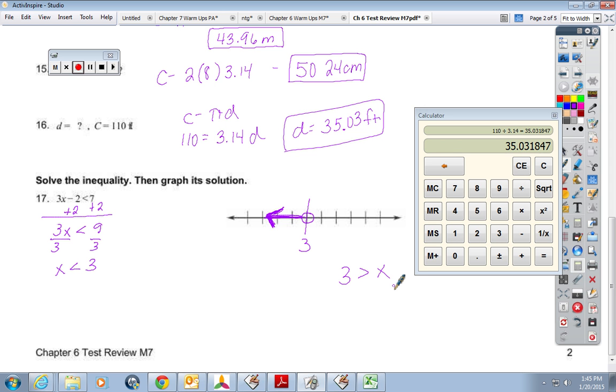Pick a number that's greater than 3. Pick 5. What's 5 times 3? 15. What's 15 minus 2? 13. Is 13 less than 7? No. Pick a number that's less than 3. Pick 1. What's 3 times 1? 3. What's 3 minus 2? 1. Is 1 less than 7? So the only numbers that make this true are numbers that are less than 3. And so the graph is showing that any number less than 3 makes that true.